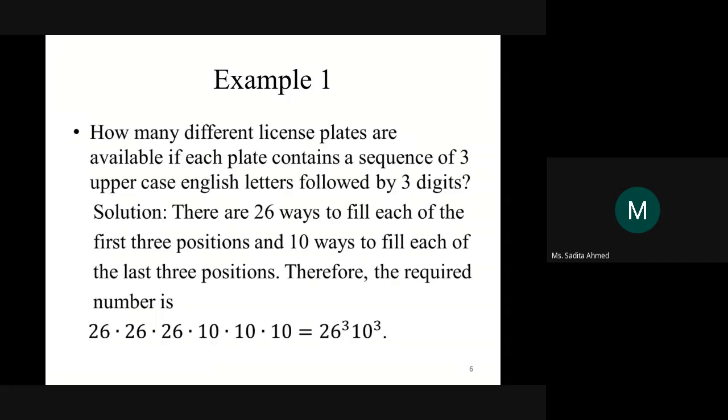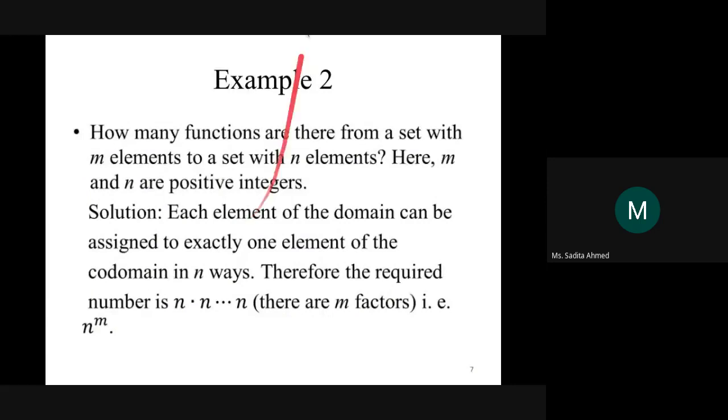Okay. So, before that, basically what we want to do is find out the total number of functions from a set with m elements to a set with n elements. That is, a domain that has m elements and a codomain that has n elements. For such a situation, how many functions are there, where m and n are both positive integers?